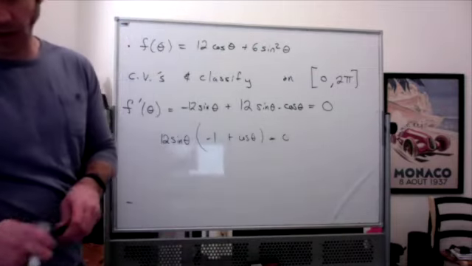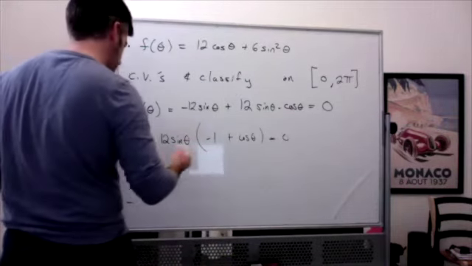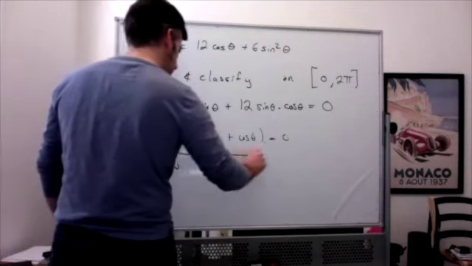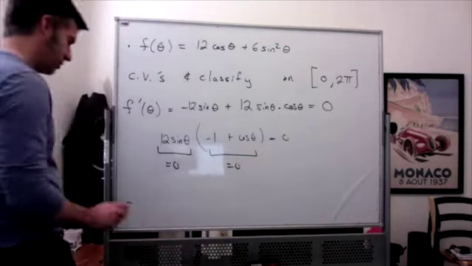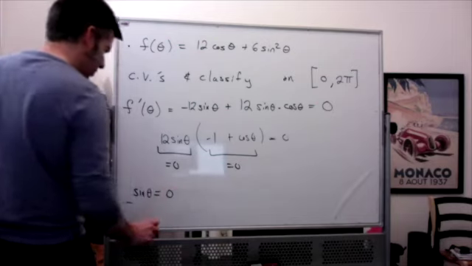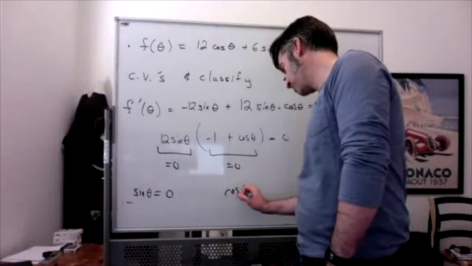So what am I trying to do? Trying to see where this whole thing equals 0. So I'm trying to see where either this part equals 0 or this part equals 0. So I'm looking for where either sin θ is equal to 0 or where cos θ is equal to positive 1.